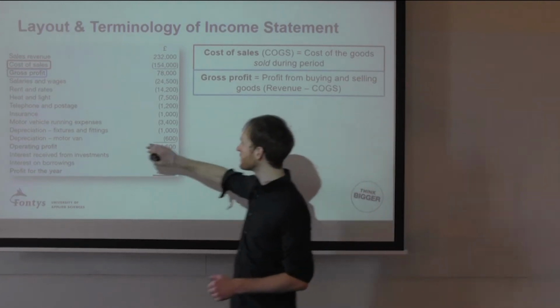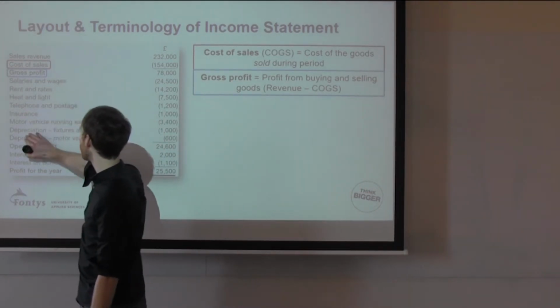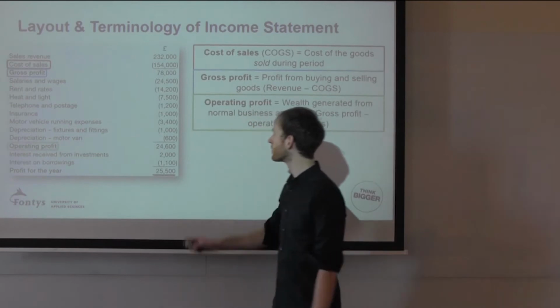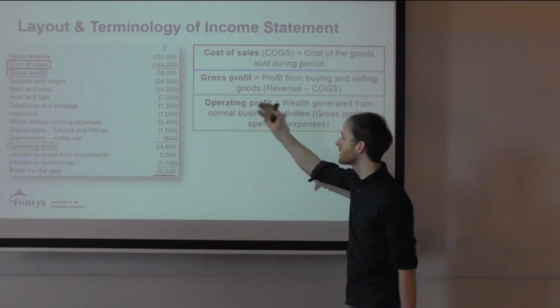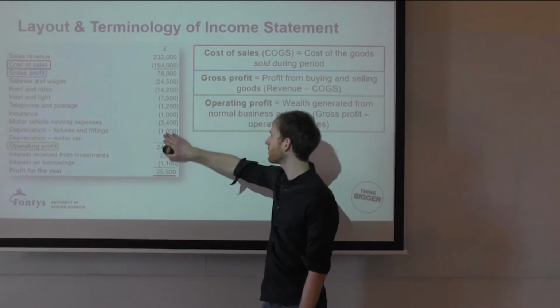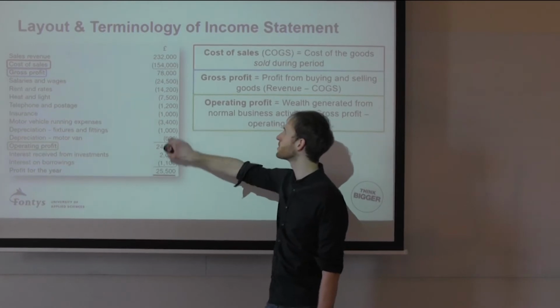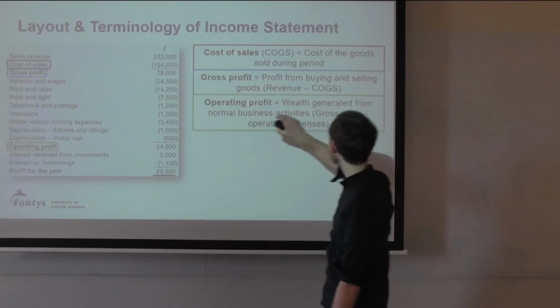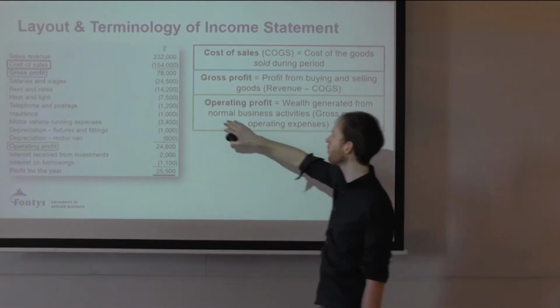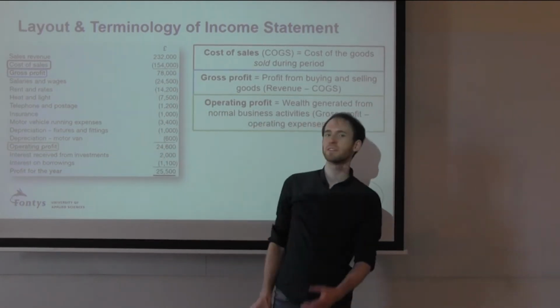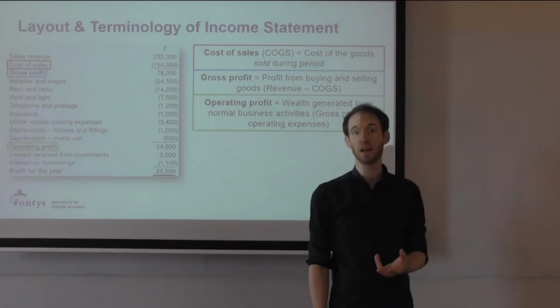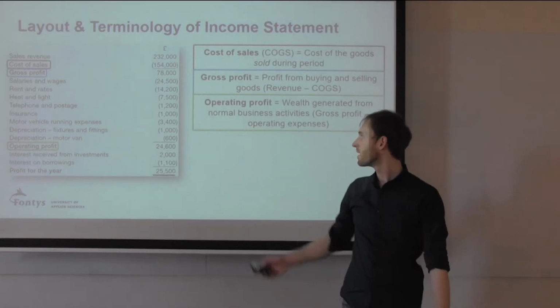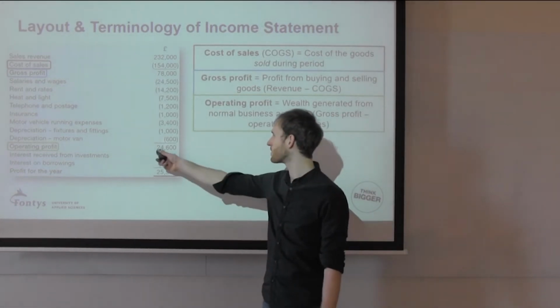And then we subtract basically all the other expenses that we have. So you can see operating, and this leads us then, if you subtract everything, to the operating profit, which is simply taking the gross profit minus all the operating expenses. And operating expenses means simply those expenses you have when operating your business. And this leads you to the operating profit.